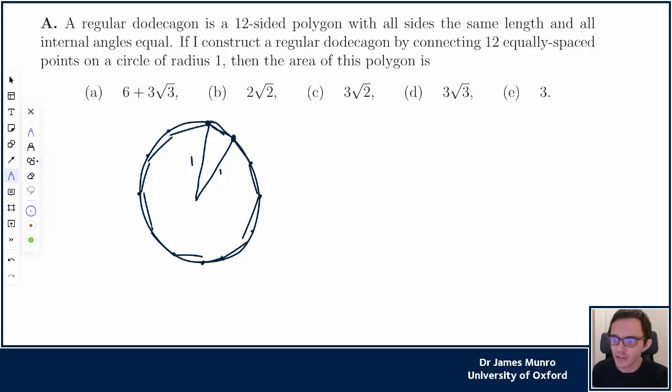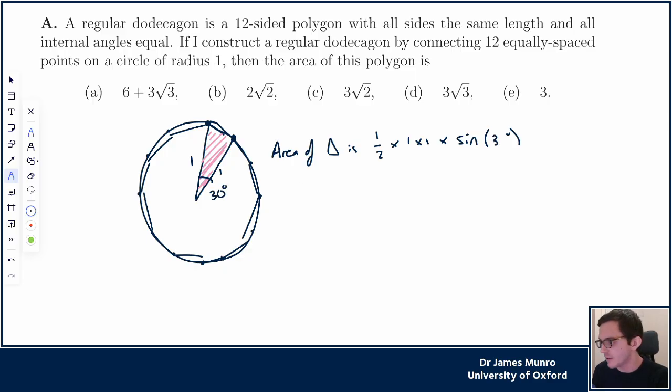I can see a triangle in between those two radii that I just drew and the outside edge of the dodecagon. So the area of that triangle is 1/2 times side times the other side times sine of the angle in between. The angle in between, I suppose that's a 1/12 slice of the pie, so that'd be 360 degrees divided by 12, which is 30 degrees. So I need to put sine 30 in there. That's the area of just that triangle there.